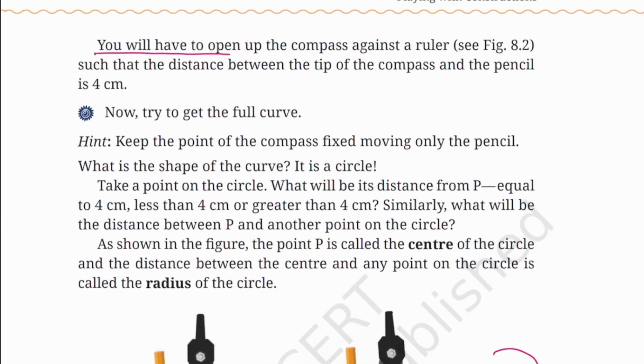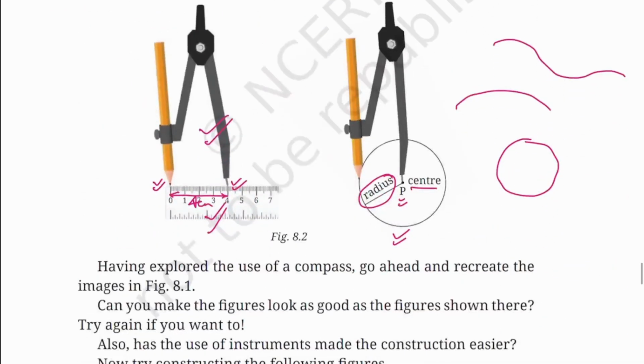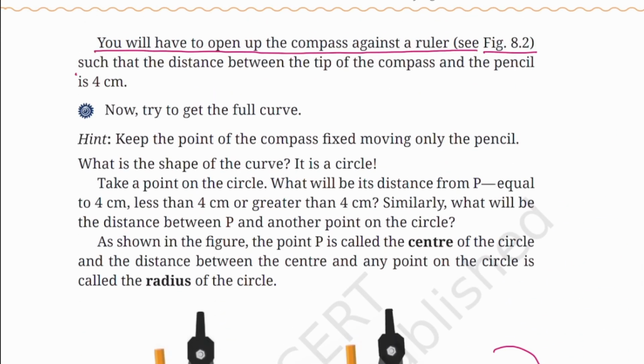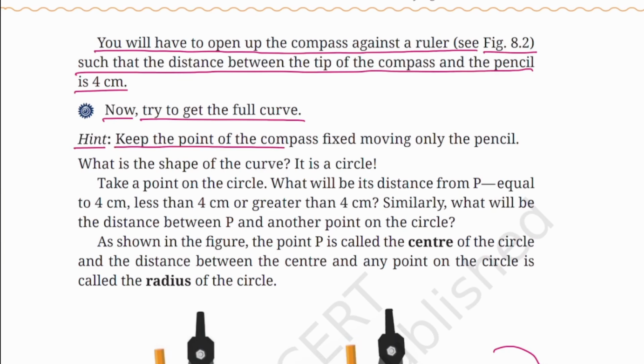You will have to open up the compass against a ruler. See figure 8.2. Figure 8.2 is like this, such that the distance between the tip of the compass and the pencil is 4 centimeters. Now try to get the full curve. Hint: keep the point of the compass fixed, moving only the pencil.